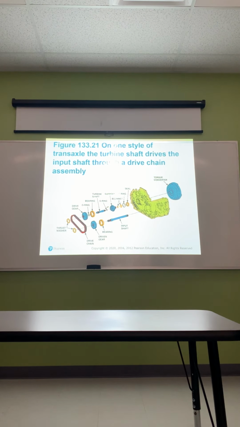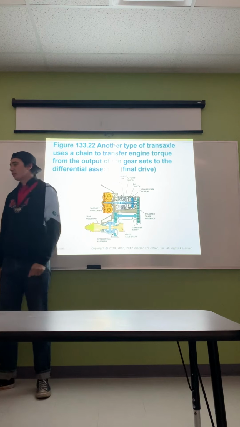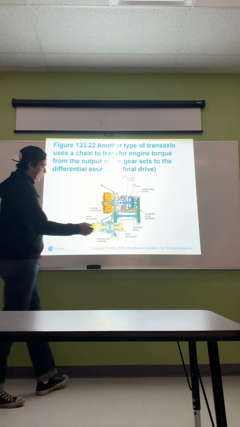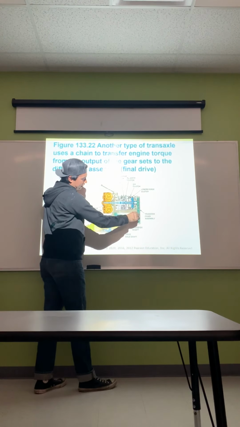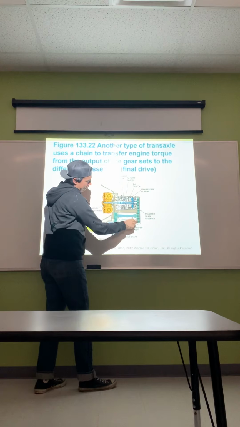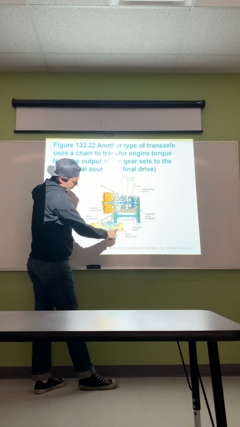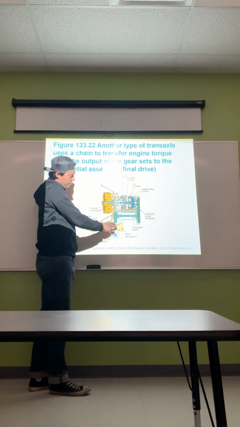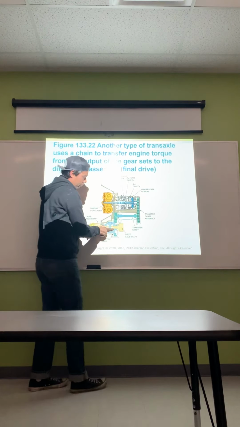through the transmission. Another type of transaxle uses a chain to transfer engine torque from the output gear sets to the differential assembly or the final drive. Instead of having the final drive gears attached directly through gears on this portion, you have a drive chain with two gears on each end, which then send it through an output shaft and down to the final drive assembly. This is the differential, just like manual transmissions, where you have spider gears and side gears, and it sends the power down through the axles.